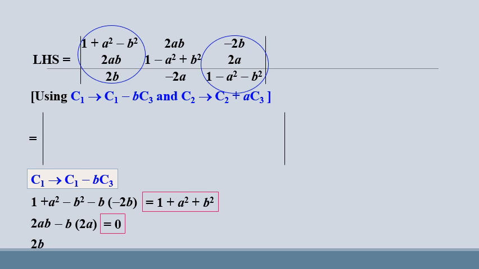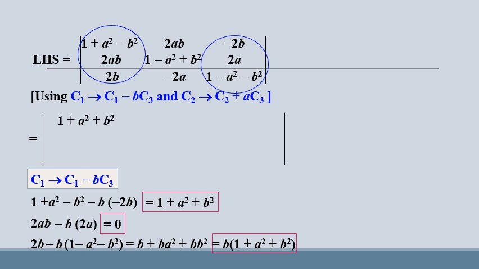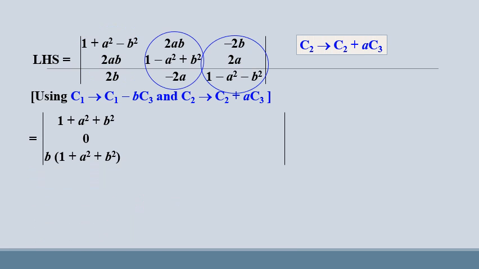Second element of C1 minus b into second element of C3, we get 2ab minus 2ab, which is equal to 0. Next third element 2b minus b into 1 minus a square minus b square, which on simplifying we get b plus ba square plus bb square. So on taking b common, we get b into 1 plus a square plus b square. So the elements of C1 will be 1 plus a square plus b square, 0, and b into 1 plus a square plus b square. Now we apply the property on C2, that is C2 implies C2 plus a C3.